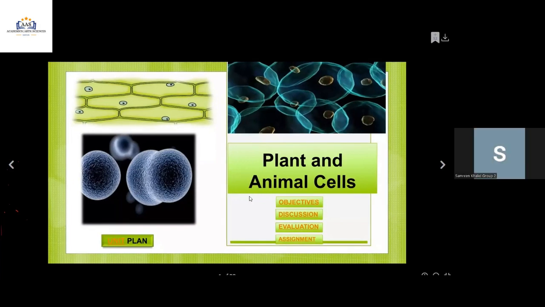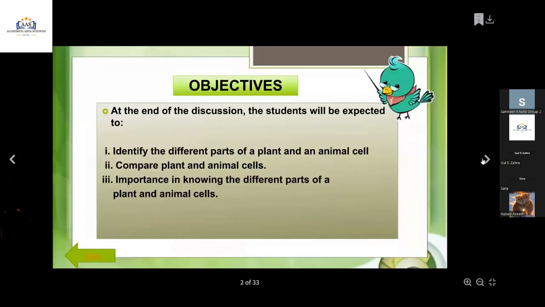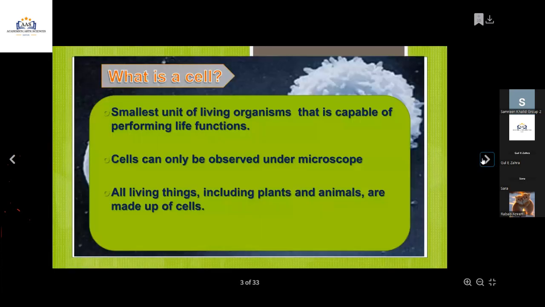These two cells and what are the structures and the characteristics of plant and animal cell. All right. Before we start, there should be some objectives for today's class. So our objectives for today is that at the end of the class, you all should be able to identify the different parts of a plant and an animal cell. Also, you all should be able to compare plant and animal cells, and you should know what is the importance, why we are studying the different parts of a plant and the animal cell.